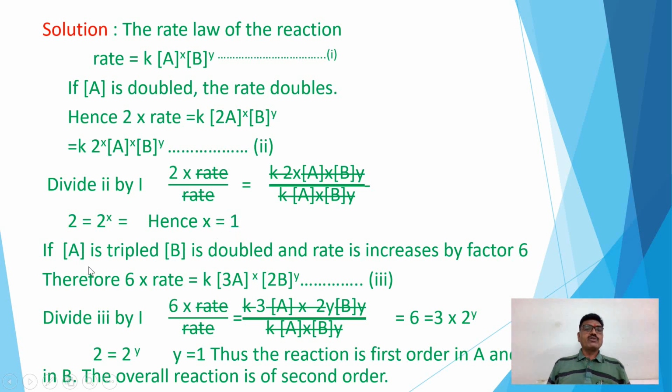Then if molar concentration of A is tripled, what is the another condition in the numerical? A is tripled, then B is doubled, and rate is increased by a factor of 6 times. So this can be written: 6 into rate, when the concentration of A is tripled and the concentration of B is doubled. At that time the rate increases by 6 times.